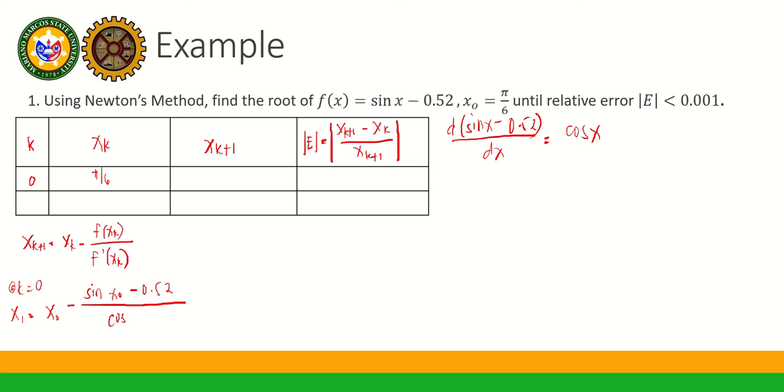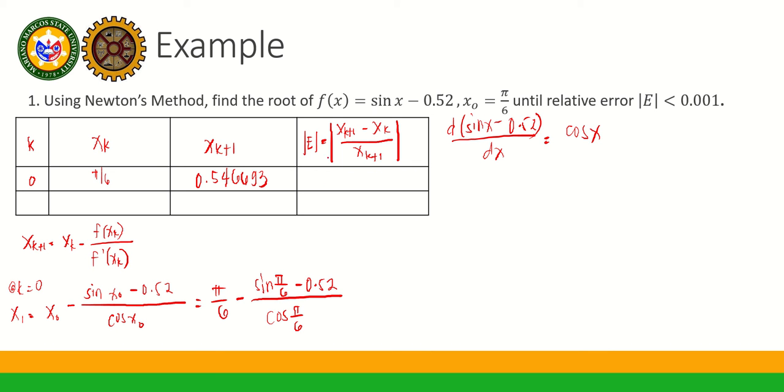So, this will be cosine x sub 0. So, this is equal to, what is x sub 0? Pi over 6 minus sine pi over 6 minus 0.52 all over cosine pi over 6. Don't forget, your calculators must be in radian mode. Okay, so if we compute this one, input this on your calculator, you will get the value of x sub k plus 1 equal to 0.546693. Okay, so 6 decimal places tayo ngayon.